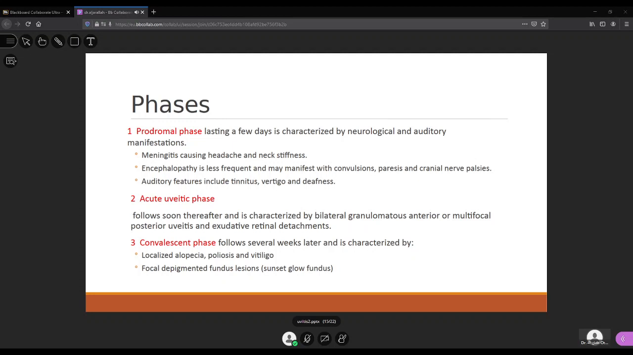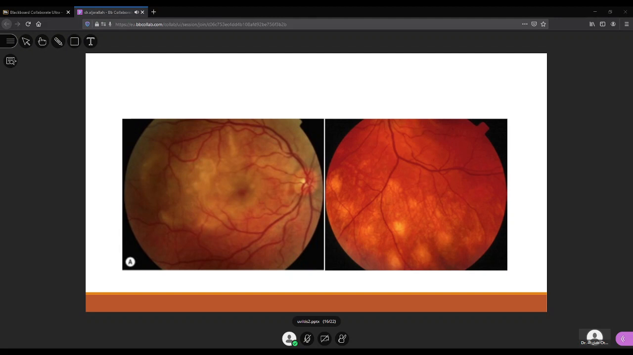The convalescent phase has localized alopecia, poliosis, vitiligo, focal depigmented fundus lesion, what's called sunset glow fundus. So you can see here multifocal choroiditis. Here, because it's 2D, you cannot appreciate that the retina is elevated and causing exudative retinal detachment.